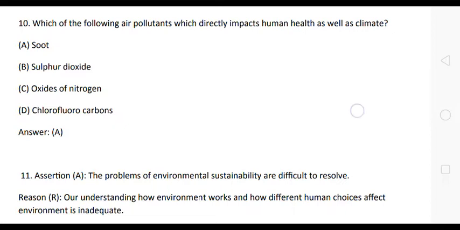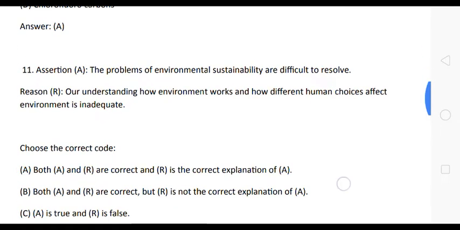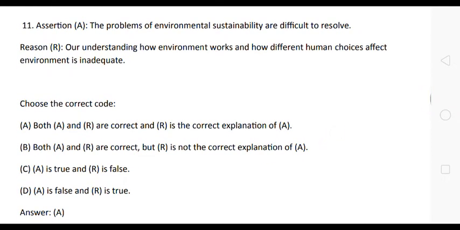Ozone is an air pollutant which directly impacts human health as well as climate. Okay friends, option A is correct answer. Now let us see the next question. The next question is assertion and reason.